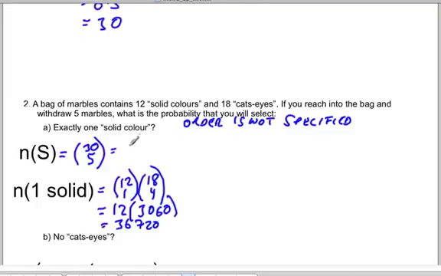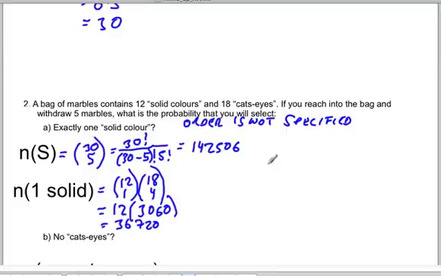And this combination is going to be 30 factorial over 30 minus 5 factorial times 5 factorial. And that works out to be 142,506. Now we're asked, what is the probability that you will select exactly 1 solid color?